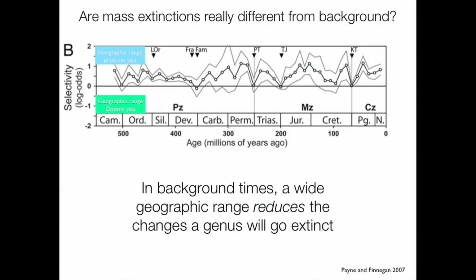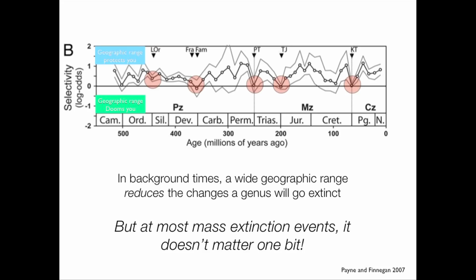So in background times, a wide geographic range reduces the chances that you'll go extinct. So here's some background time here. In between the little arrows are the mass extinction events. Here's a good example where you're above the line. Having a broad geographic range means that you're much less likely to go extinct. But at most mass extinction events, it doesn't matter at all. Having a broad geographic range does not help you.